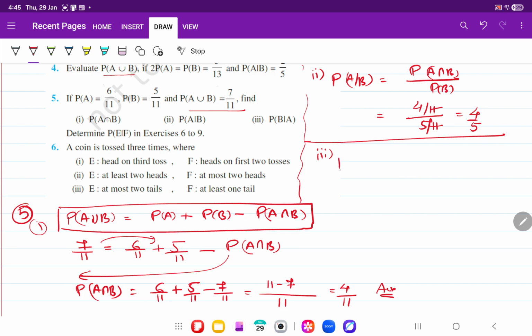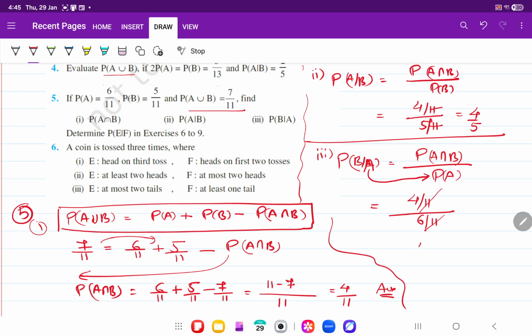Third part we will see: probability of B by A. So what is the formula? PA intersection B by PA, right? By now you know whatever is in the denominator comes here. So A intersection B is 4 by 11, and what is PA? PA is 6 by 11. So 11 and 11 cancel, correct? So 4 by 6, which is 2 by 3. This is my final answer. Easy. Let's do question number 6. You can pause and try it first.